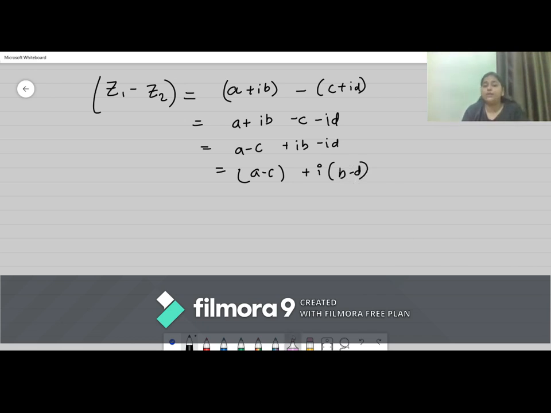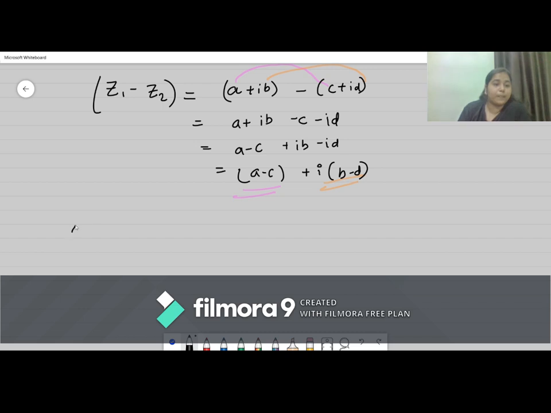So what did you notice? Is it not just like addition? The real parts come together here. And the imaginary parts are going together. It's just the same. Just the change of sign. Now it's time to do a numerical. Let us see an example.